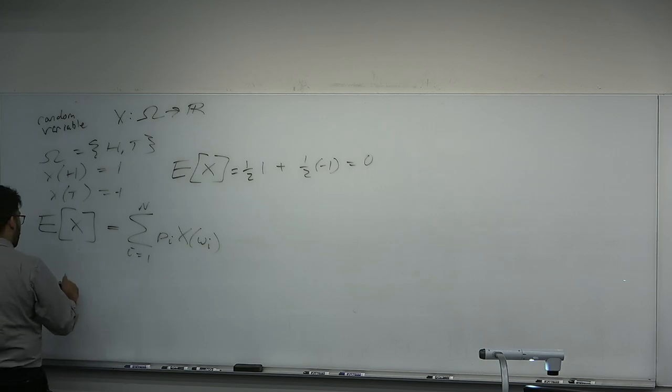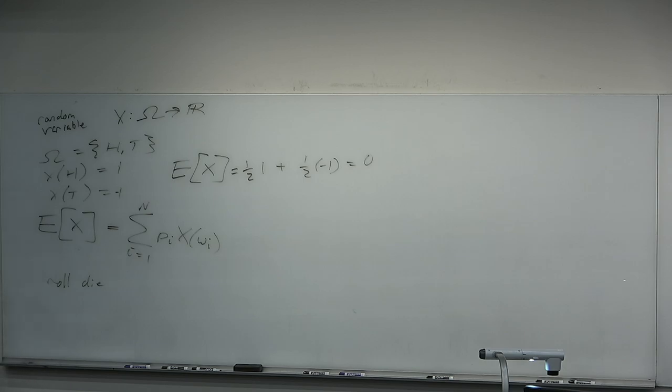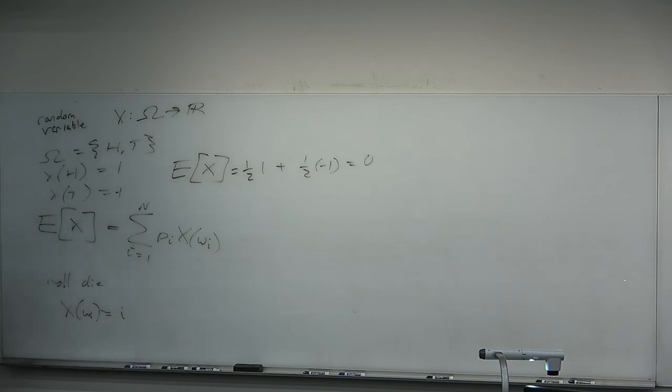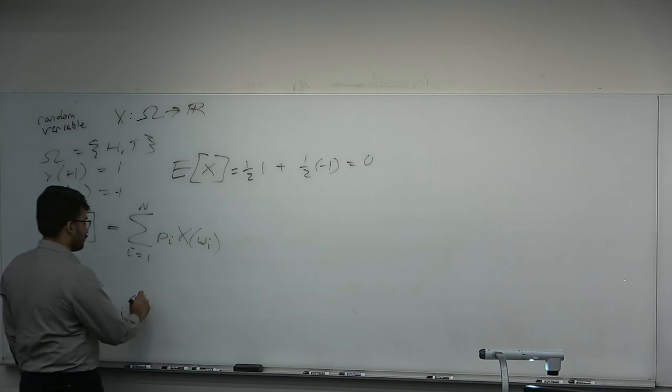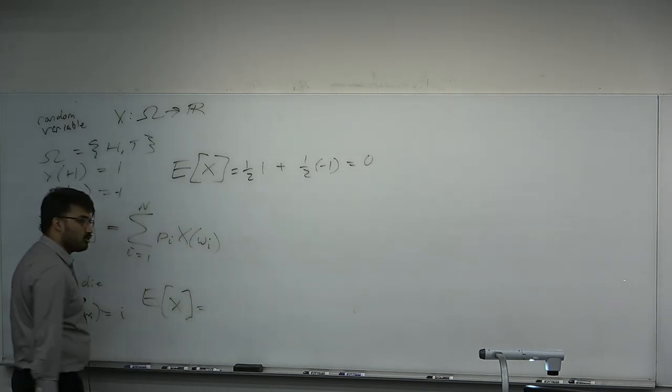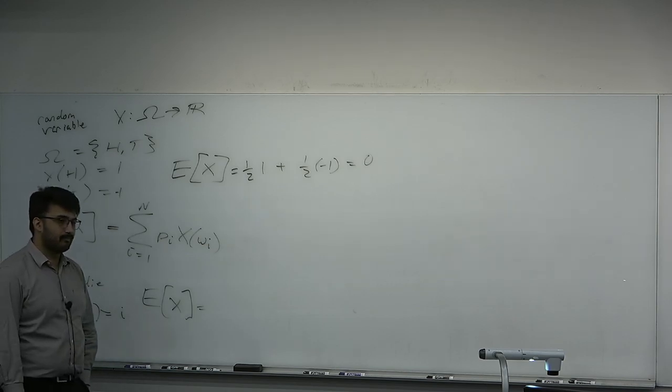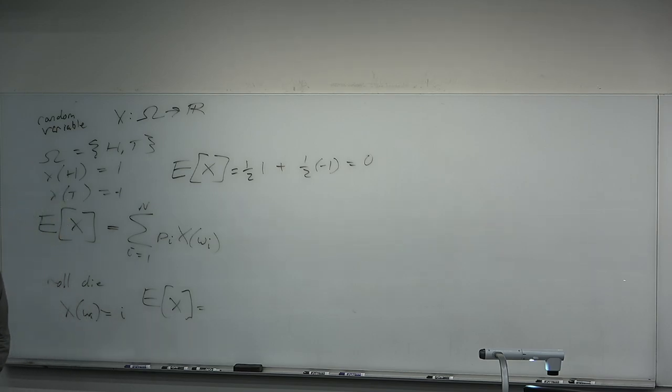Suppose that you roll a die, and I will pay you a dollar if you roll a 1, $2 if you roll a 2, and so on, right? So here our random variable x of omega i is going to be equal to i. I'll pay you the number that you roll. What is the expectation of this random variable if you roll a die? How much are you expected to earn? The sum of all the numbers divided by 6. Which is what? 3.50. Yeah. So if you play this game, you're expected to earn $3.50.